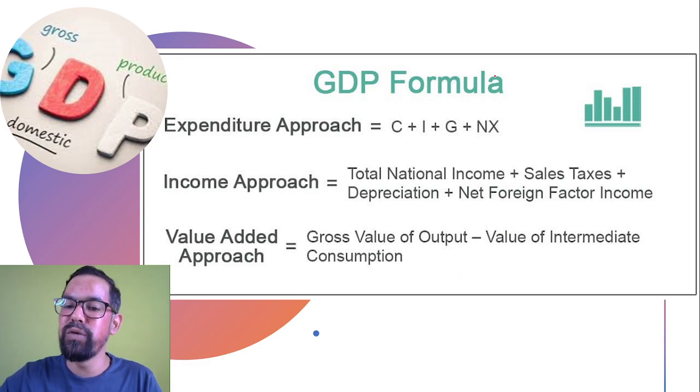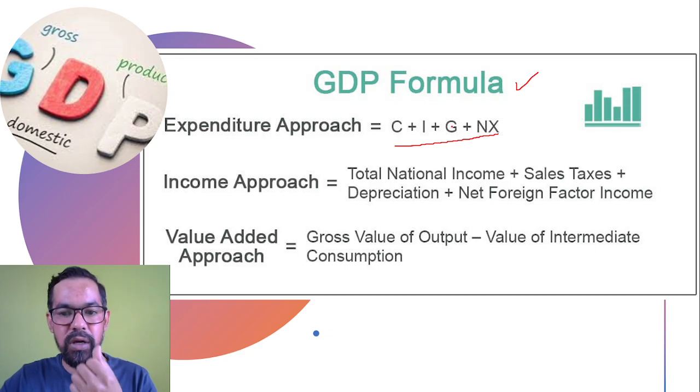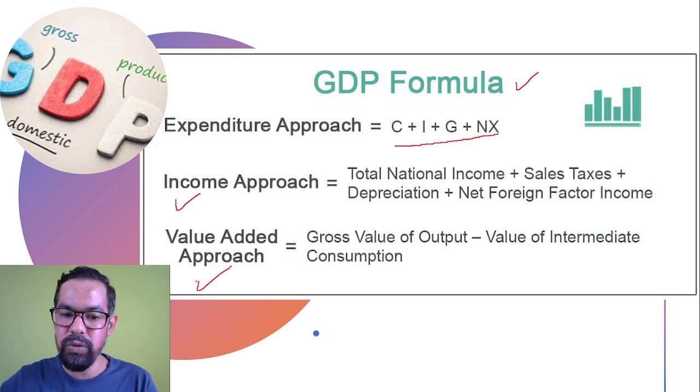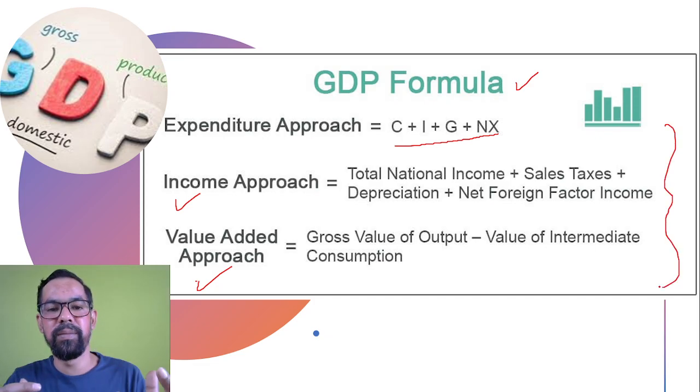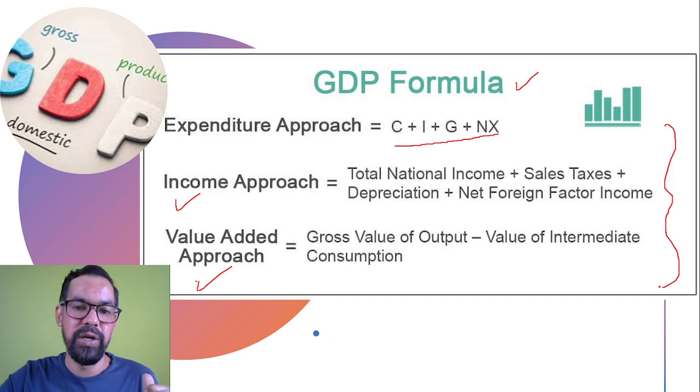So we have the GDP formula through the expenditure method. The formula is C plus I plus G plus NX. Here C is the overall consumption expenditure. If you go for the income approach, that is total national income plus sales tax plus depreciation plus net foreign factor income. And if you go for the value added approach, GVA, that is gross value of output minus value of intermediate consumption. So we generally use different approaches. You can go for the income method, the production method, or the expenditure method, and if you put in those values, you can easily find out your GDP.